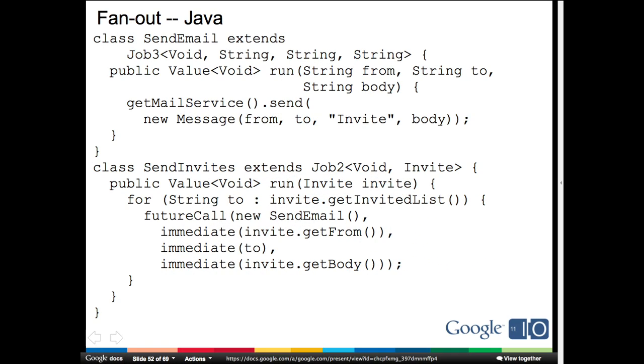We got the same stuff in Java, fan out. Send email is the same thing. You don't really have to look at it. Send invites, same thing again. I pass in a serializable invite object that's got some properties. It goes through, spawns a child for each one. That's all there is to it. This fans out. They all run immediately. It's great.